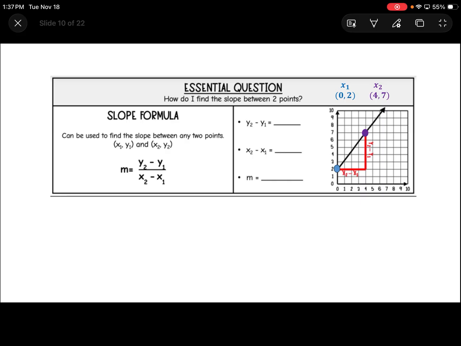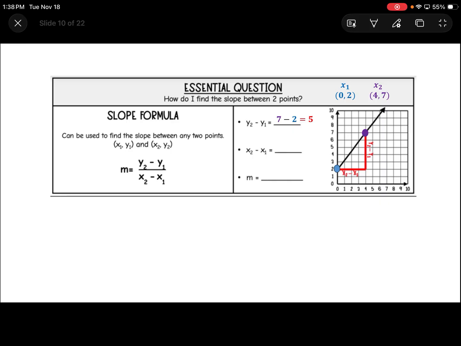And then according to this formula, it says take the second one and subtract the first one, and do the y's first. What is the second y? 7 is the second y. What's the first y? 2. So you would have 7 minus 2, which is 5.